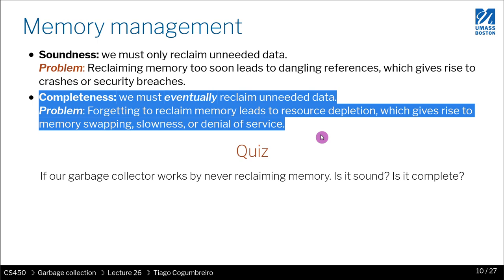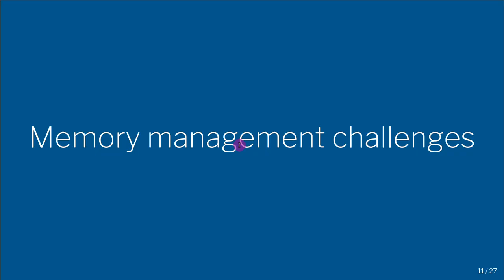So a programmer that doesn't make any mistakes, so never does a free when they shouldn't, if you remember free and malloc, that is manual memory management. If you have a single program that performs no mistakes on freeing, that would be sound. And if it doesn't forget any of the reclaimable data, that would be complete. So let's think about what the memory managements are in our next video.